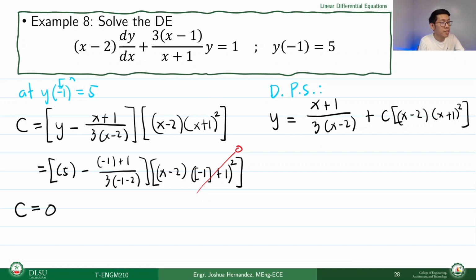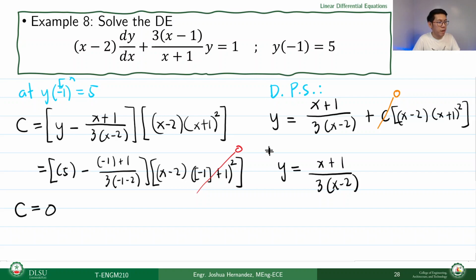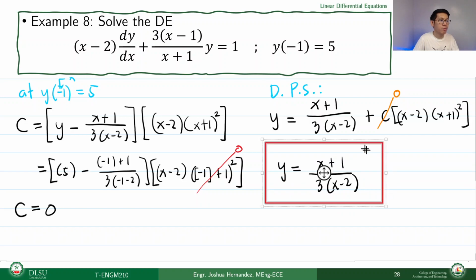So substituting the values, since c is equal to 0, then therefore we are left with y equals x plus 1 all over 3x minus 2. And there we have it, ladies and gentlemen, our final answer, a particular solution, y equals x plus 1 all over 3 times x minus 2. Okay. Okay lang tayo? Okay lang? Alright.